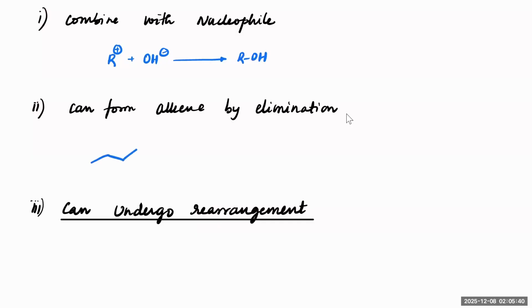Similarly, a carbocation can undergo elimination also. That means a positive charge is here, and some alkoxide group is there. Instead of attacking the carbon, it might take a proton from the adjacent carbon and convert into a double bond plus ROH. This is also a reaction. This is called an elimination reaction.